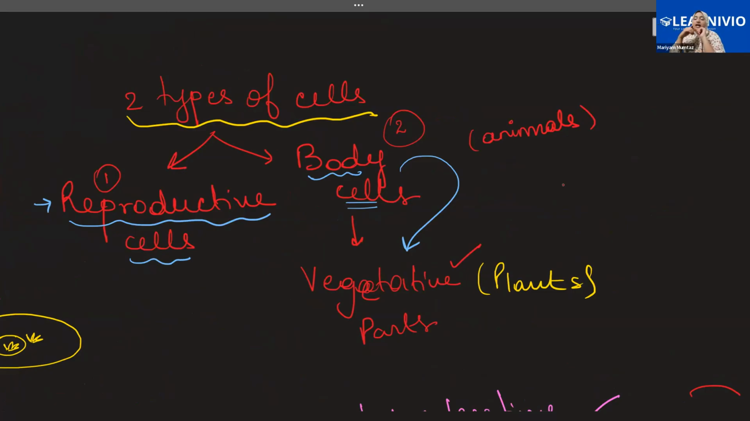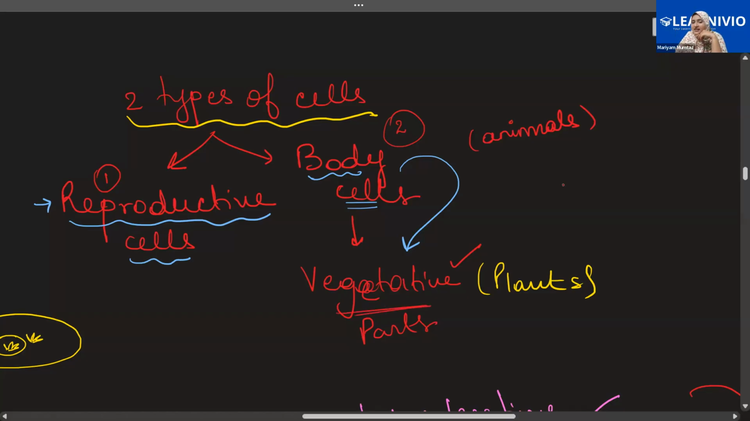Just like in us, we have skin cells, dead cells on our body, or blood cells. But do these cells take part in reproduction? No. The only cells that do are sperm and ova. Those are our reproductive gametes, or reproductive cells. Just like that, vegetative cells are the body cells of the plants.